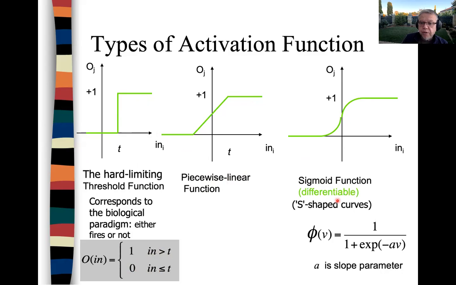You can have a sigmoid function, which looks like an S, so it's an S-shaped curve. The function is defined by this formula here, 1 over 1 plus exponential minus AV. And this A determines the slope parameter, so how steep this slope here is. The good thing about this function is that it is differentiable, which is important for our backpropagation algorithm, okay? Actually, this should be A in here instead of V, but you got the idea. So this is the input, okay?